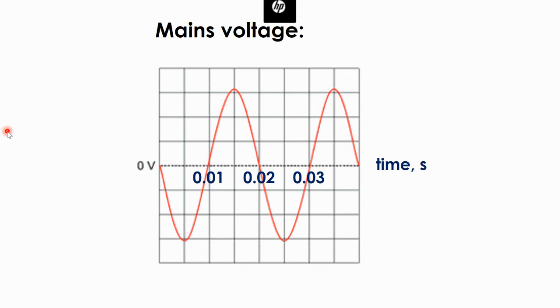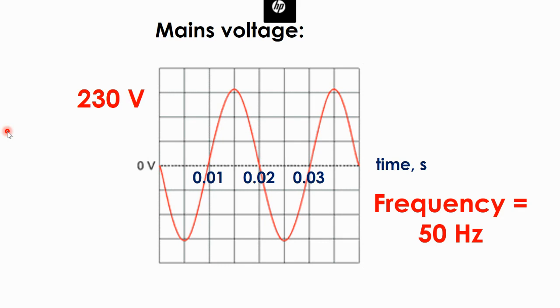Mains voltage, so the electricity from your plug, is something you need to remember the details of. You need to remember the voltage is 230 volts and the frequency is 50 hertz, which means 50 times per second. So in 1 second, the electricity changes direction 50 times. So if you were to look at, for example, your light bulb, that is actually turning on and off 50 times a second, but it's so fast you can't actually tell it's turning on and off.